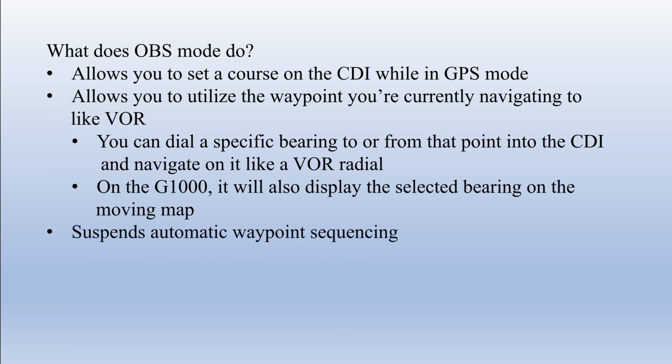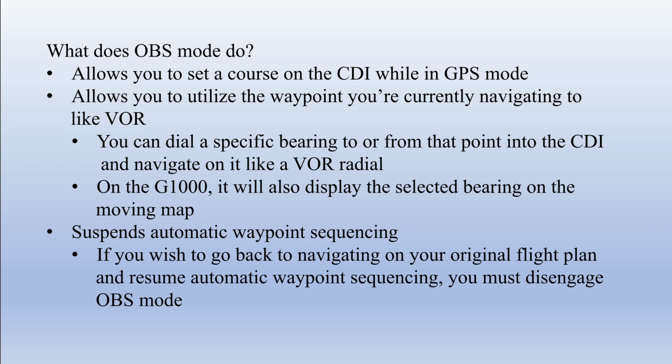Finally, it will suspend automatic waypoint sequencing. This means that when you pass over the point you were navigating off of before you enter the OBS mode, it will not automatically sequence to the next waypoint in your flight plan. This allows you to track outbound from that point if you desire, but if you want to go back to navigating on your original flight plan and let the unit sequence to the next waypoint, you need to disengage OBS mode.